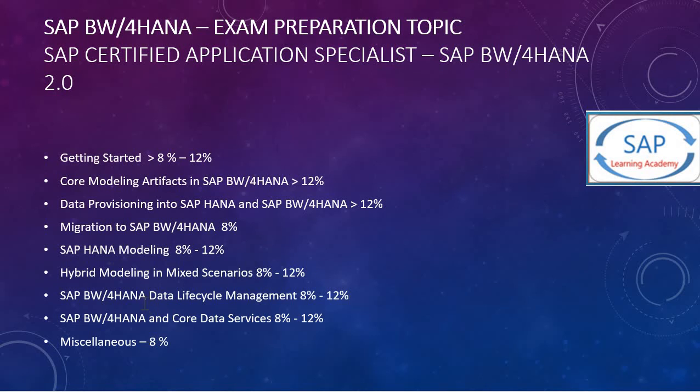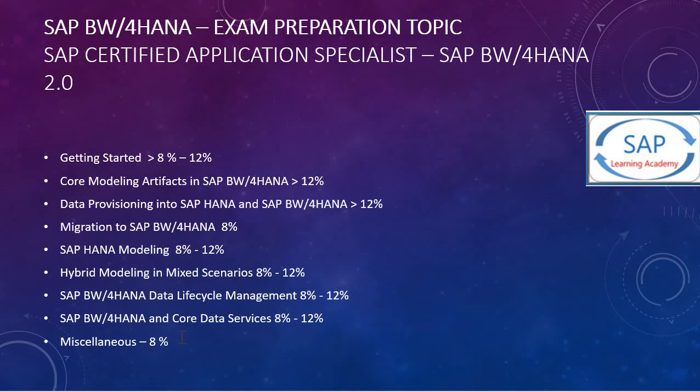Now the next part is the SAP BW4HANA data lifecycle management. It is very important because it is a new concept in BW4HANA, and here you have to know about all the data tiering optimization methods, and also how to store the data in SAP IQ, and also the concept of multi-temperature data management.